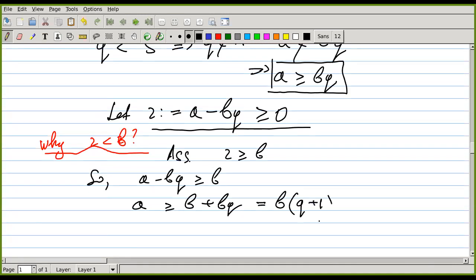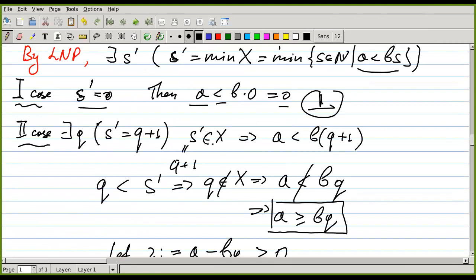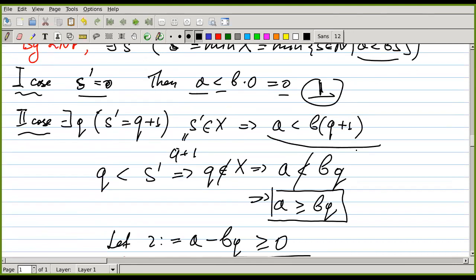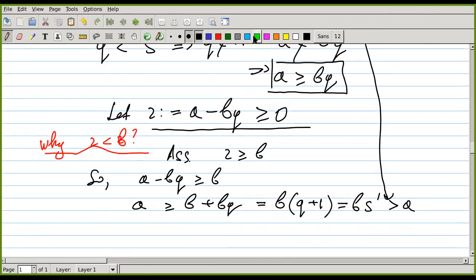Yes. So A is greater or equal than B multiplied by Q plus 1, which is B multiplied by S prime. But B multiplied by S prime is greater than A. So it is greater than A. Clearly, we have got a contradiction. A is greater than A. That's not possible. Is it clear? Yes.